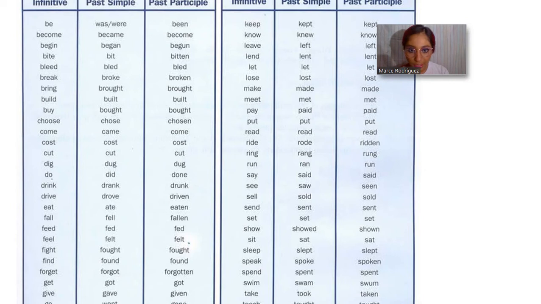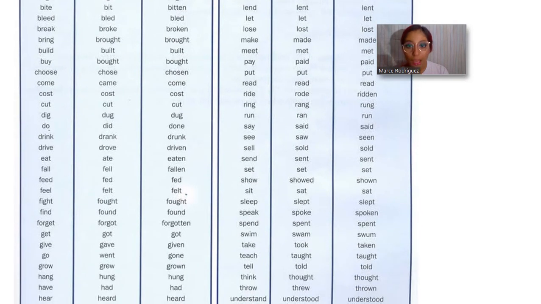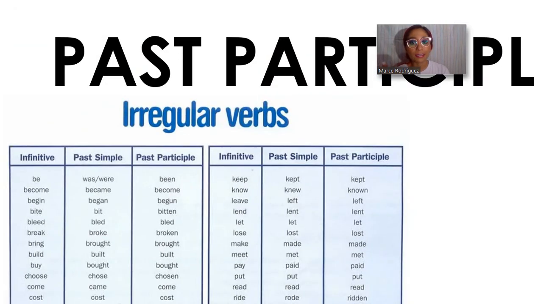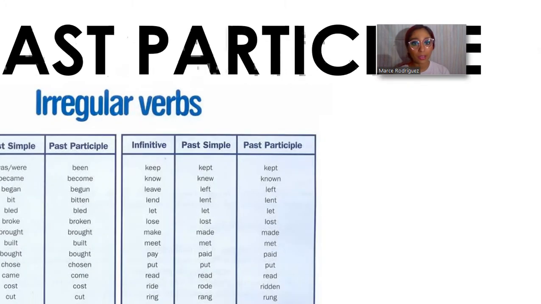Okay, we have say, said, said. Okay, we have sell, sold, sold, send, sent, sent. They are quite different. Son muy diferentes. Some of them change, some of them are the same as the simple past in the past participle. Some of them are the same in all three forms.